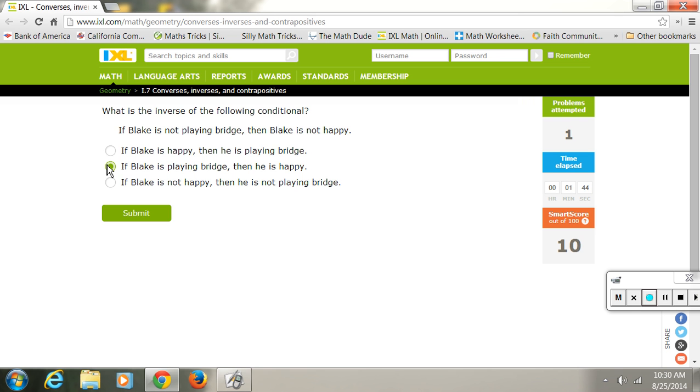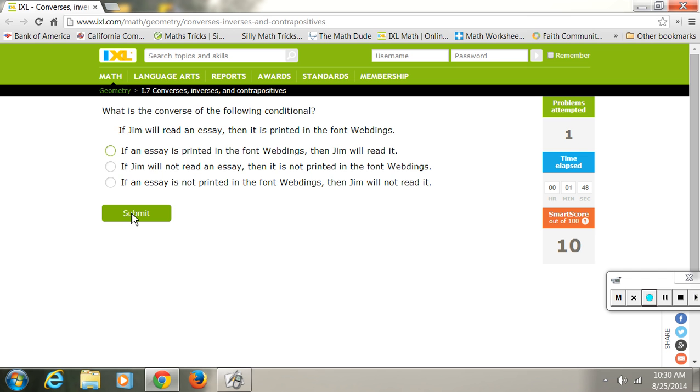So, let's see if they're right. And they are brilliant. You're brilliant. Because when you make the inverse, it's the opposite. So if he's not playing bridge, the opposite would be that he is playing bridge. So you're just making it the opposite. That's all you're doing.